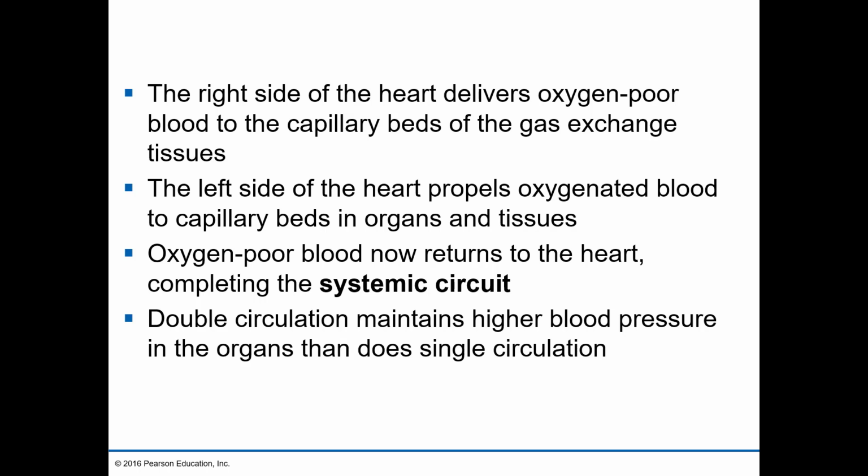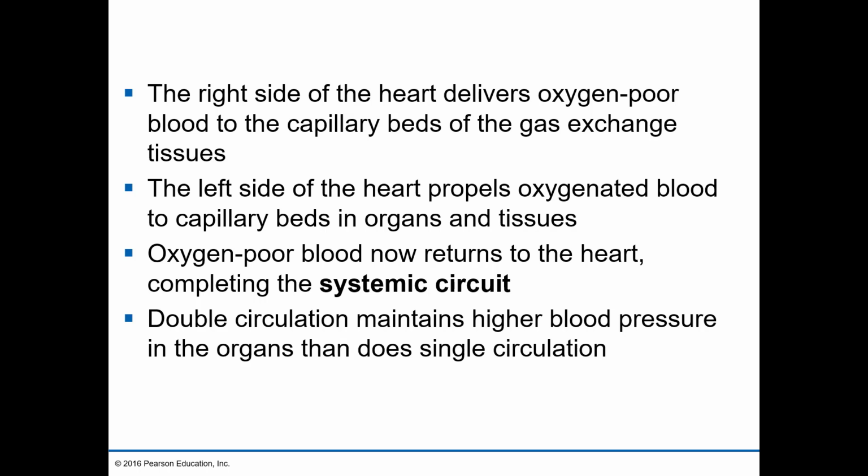So the right side of the heart delivers oxygen-poor blood, and the left side of the heart propels the oxygen-rich blood to the capillary beds. Right side is poor, left side is rich with oxygen. The oxygen-poor blood returns to the heart and it completes the systemic circuit. So double circulation means that you have two sets of veins coming in and two sets of arteries leaving, right? One side is poor and one side is rich with oxygen. And that double circulation maintains higher blood pressure in the organs than does single circulation.